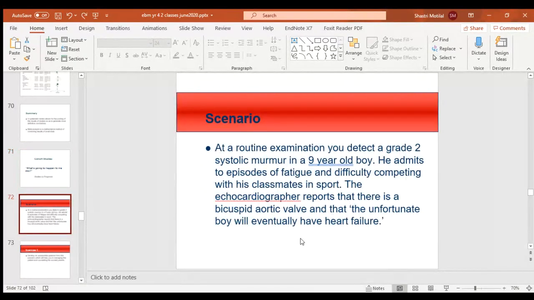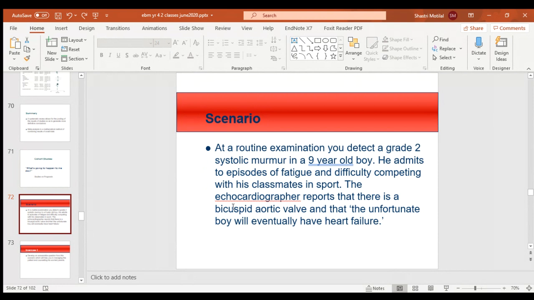Look at this example. On a routine examination, you detect a grade 2 murmur in a 9-year-old boy. He admits to episodes of fatigue and difficulty completing sports. He had an echocardiogram and they reported that this boy has a bicuspid aortic valve. You remember your anatomy and cardiology in terms of heart anatomy. The bicuspid aortic valve is an abnormal valve. A tricuspid aortic valve is what the normal valve is. And they reported that because this boy has a bicuspid aortic valve, he's going to develop heart failure.